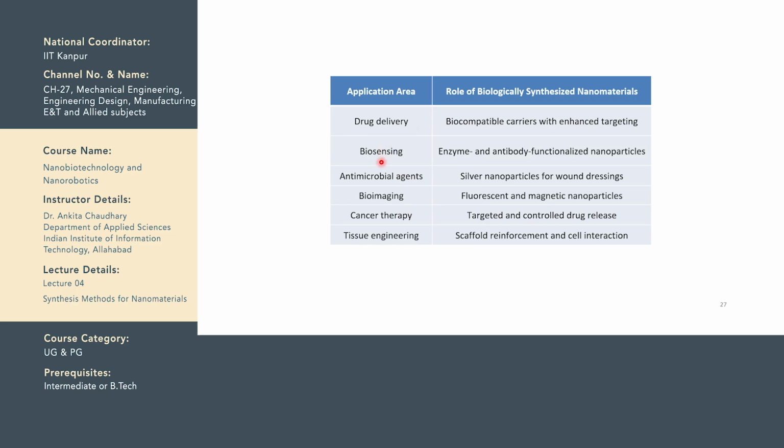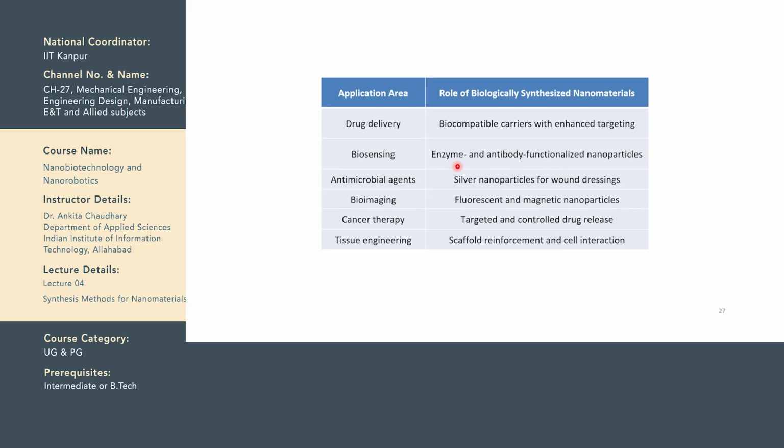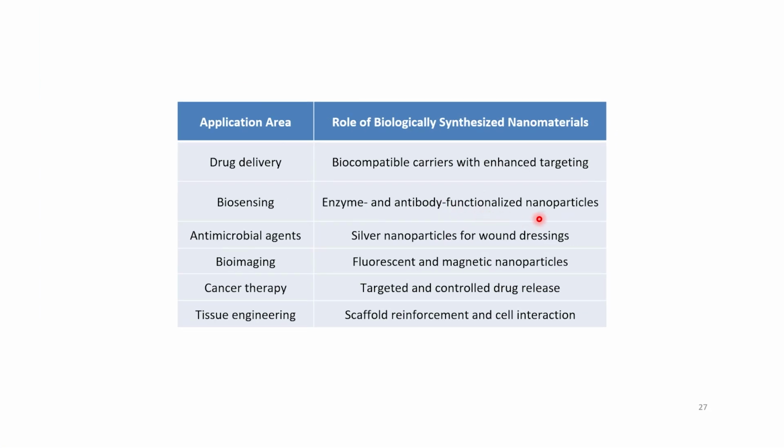Then in biosensing, as I've told you in my previous lectures, enzyme and antibody functionalized nanoparticles can be created. So you can use antibody antigen reactions for biosensing applications. You can functionalize your nanoparticles with antibodies. Antibodies are of the same nanomaterial size, as I've already told you. You can functionalize nanoparticles with these antibodies. So it's like you have your particle over here and you functionalize it with antibodies.